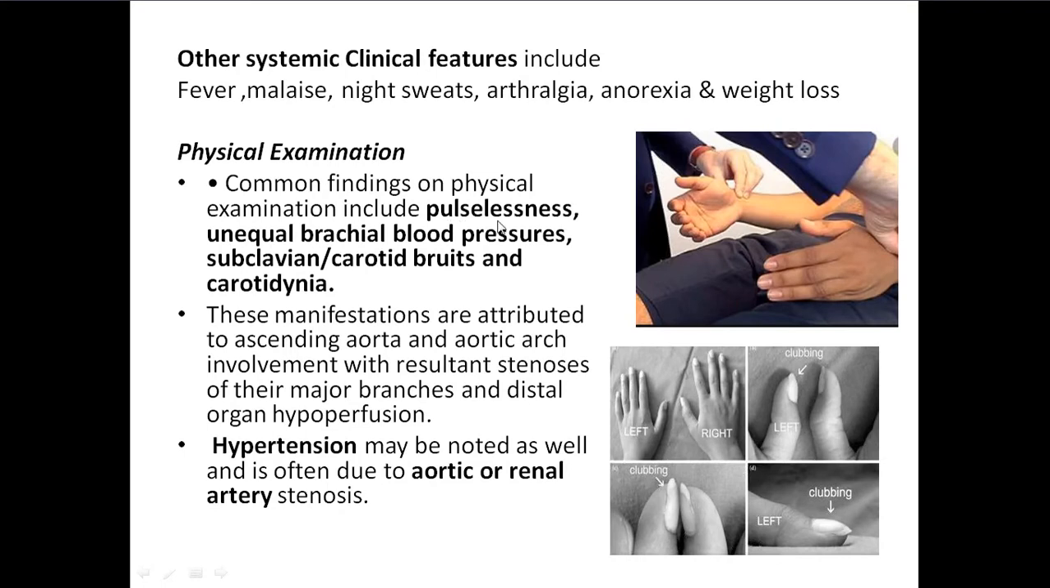The important point is there is pulselessness and unequal brachial blood pressures. These two points are very important. The pulselessness and unequal brachial blood pressure, the organ hypoperfusion due to the stenosis of the branches, and hypertension due to the aortic and renal artery stenosis.